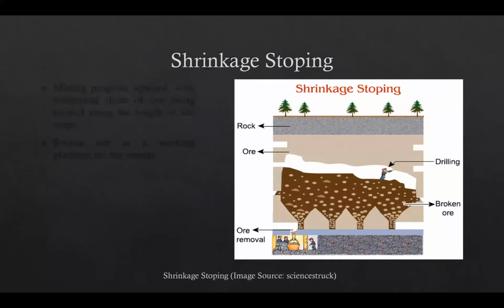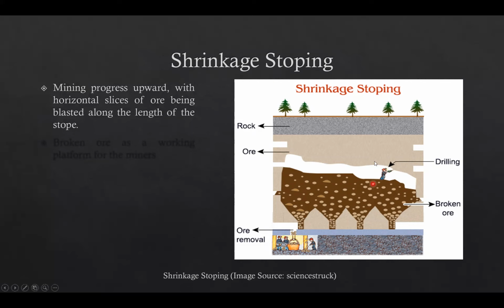The next one is shrinkage stoping, which is the method where mining progresses upwards. We start from the bottom of the ore and we keep on extracting the ore going upward, with horizontal slices of the ore being blasted along the length of the stope. So we cut a slice at the bottom, we blast it, and we take it out. Then the next slice, then the next slice, then the next slice.